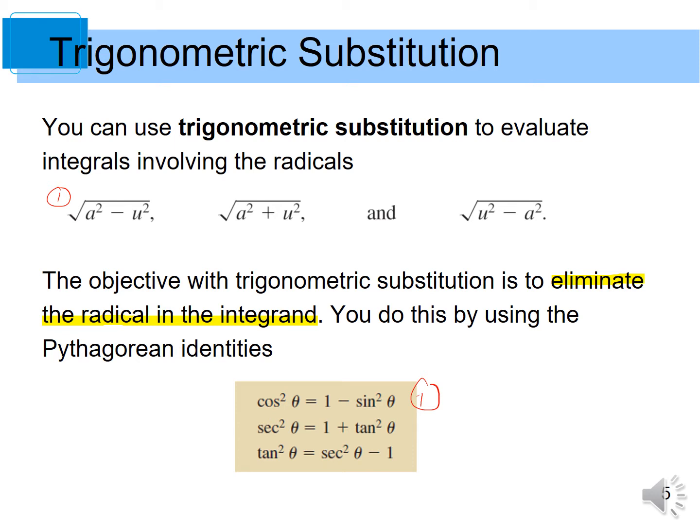For the second pattern, it is constant plus variable. For the third pattern, it is variable minus constant.